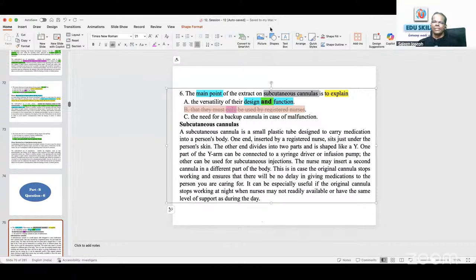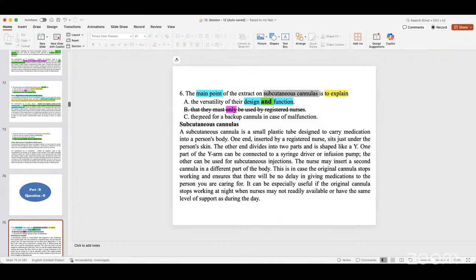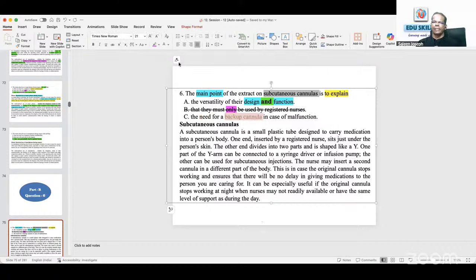Then option C, the need for a backup cannula in case of malfunction. Backup cannula. Now you have to see whether it speaks about design and function or a backup cannula. And the heading is Subcutaneous cannulas. If you know the significance of a heading, that will never speak about a backup cannula.